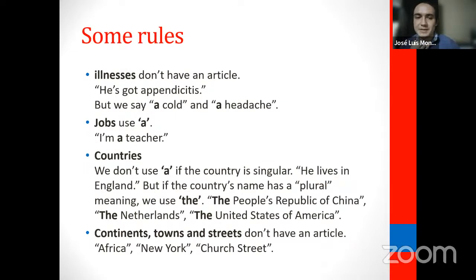Let's continue here, please. Okay. Illnesses don't have an article. He's got appendicitis, but we say a cold and a headache. Jobs use a. I am a teacher. Countries, we don't use an article if the country is singular. He lives in England. But if the country's name has a plural meaning, we use the: the People's Republic of China, the Netherlands, the United States of America. Continents, towns, and streets don't have an article. Africa, New York, Church Street. All right, thank you. And let's go to the last part.